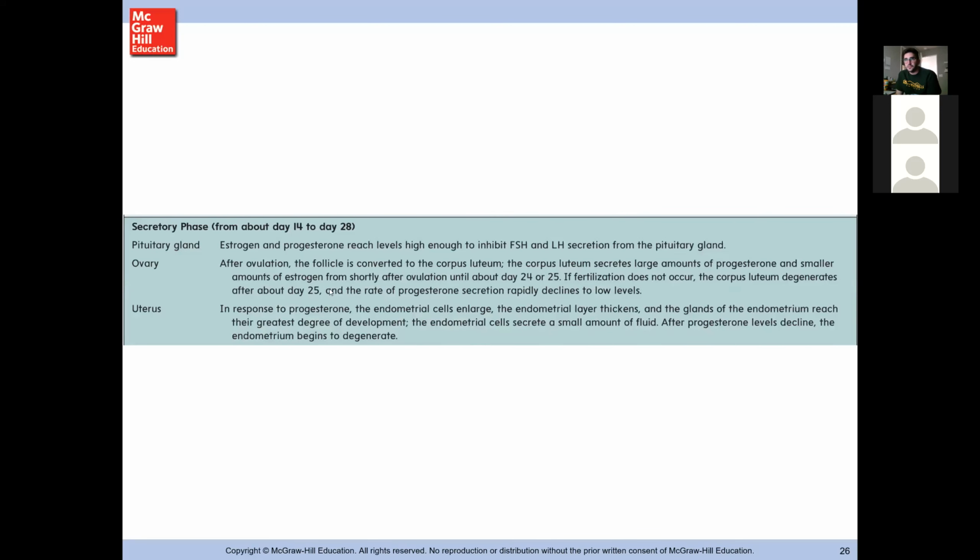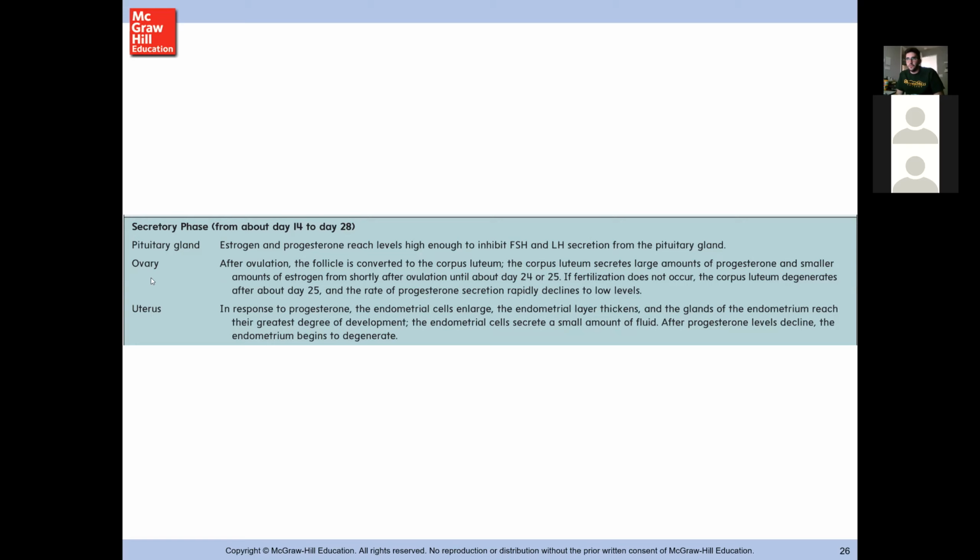After an ovulatory event, we undergo the secretory phase. Okay, this is the last stage of the menstrual cycle before everything begins again, and then the uterus prepares to slough off the endometrial lining. So the pituitary gland: estrogen and progesterone levels reach high enough to inhibit follicle-stimulating and luteinizing hormone from the pituitary gland. These hormones reach high enough levels to initiate that negative feedback loop.